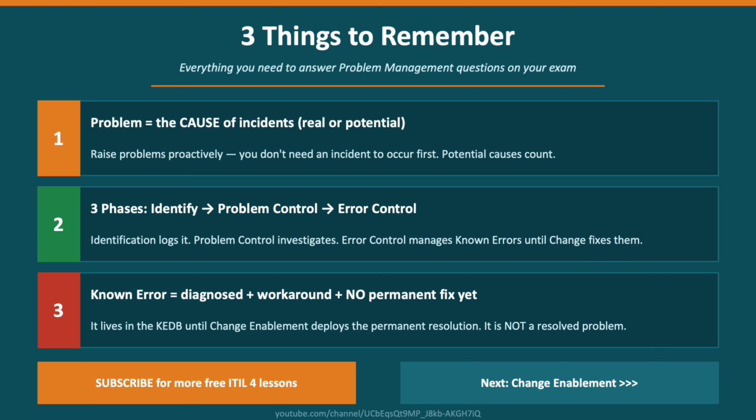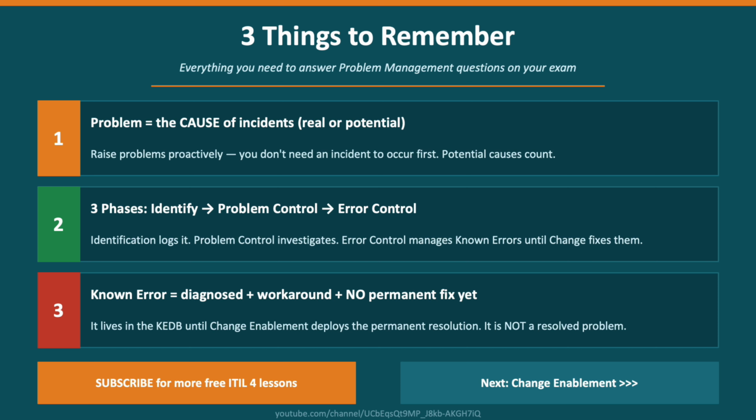Question number 3 is dependent on known error. A root cause has been identified and a workaround documented, but no permanent fix has been deployed. What is this? It is not a resolved problem because no permanent fix has been given. Closed incident, obviously it is not a closed incident we are talking about. A service request, neither. So the answer is a known error, which does not have a permanent fix but does have a workaround.